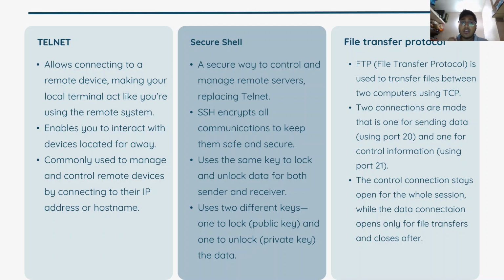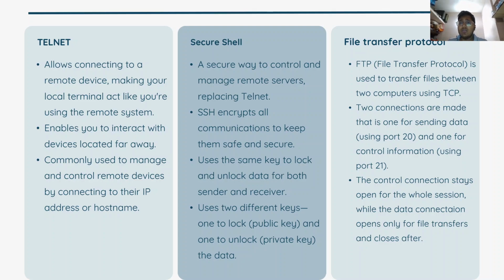Whereas Secure Shell is a secure way to control or manage remote servers, replacing Telnet. It encrypts all communication to keep it safe and secure, uses the same key to lock and unlock data for both sender and receiver in symmetric encryption, and in asymmetric encryption uses two different keys, one to lock, which is the public key, and one to unlock, which is the private key for the data.